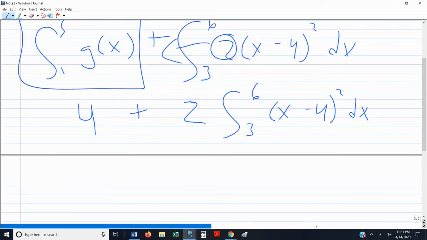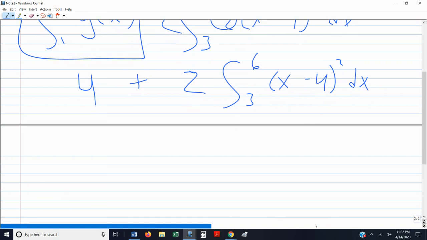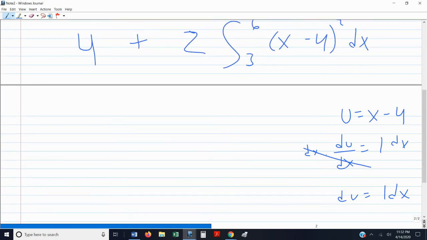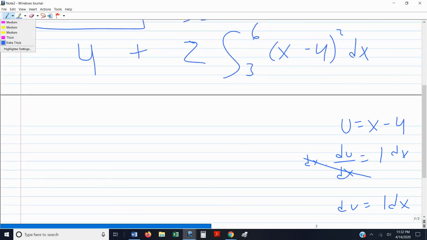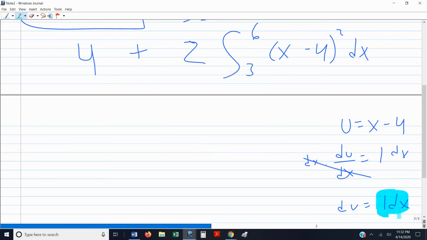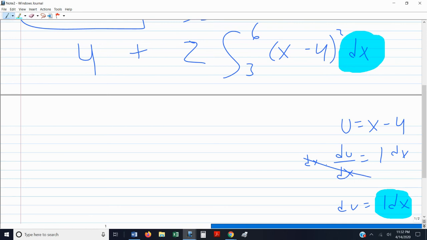So if you were seeing this as u substitution, you might have written u is x minus 4. The derivative of u with respect to x is 1. And then remember, we multiplied by dx on both sides to get du is 1 dx. Okay, thinking about these colors that I used to use. So 1 dx is what we're looking for in the problem. And that's there already. There's an imaginary 1 there.